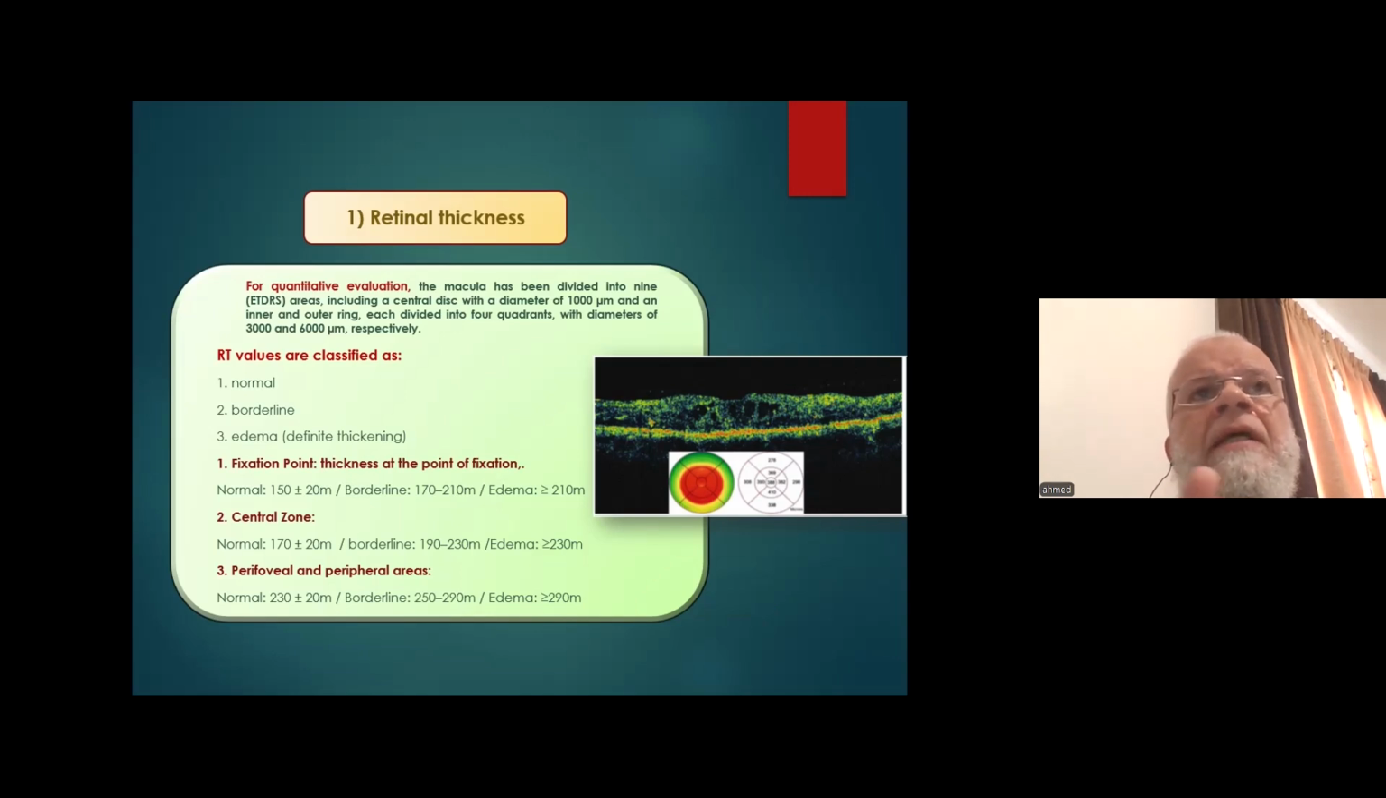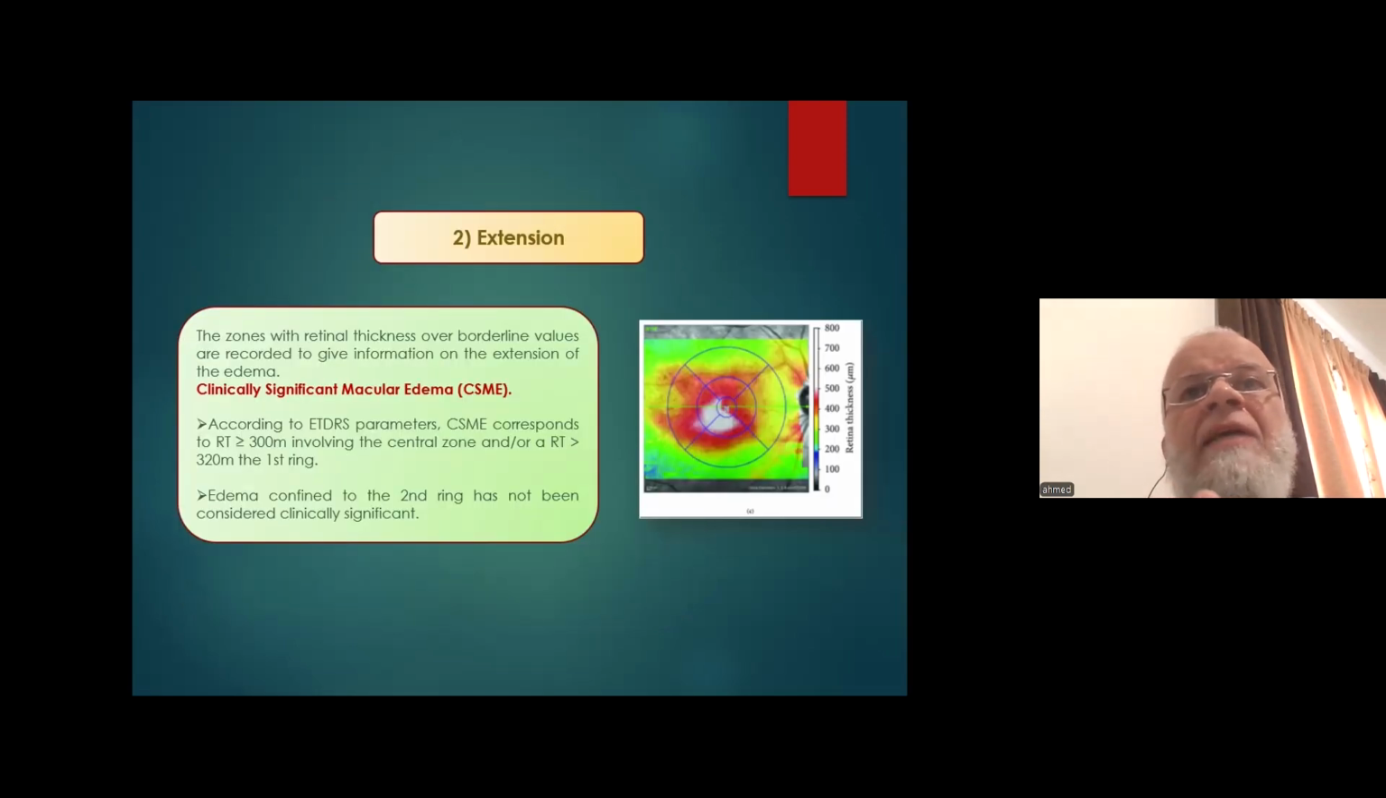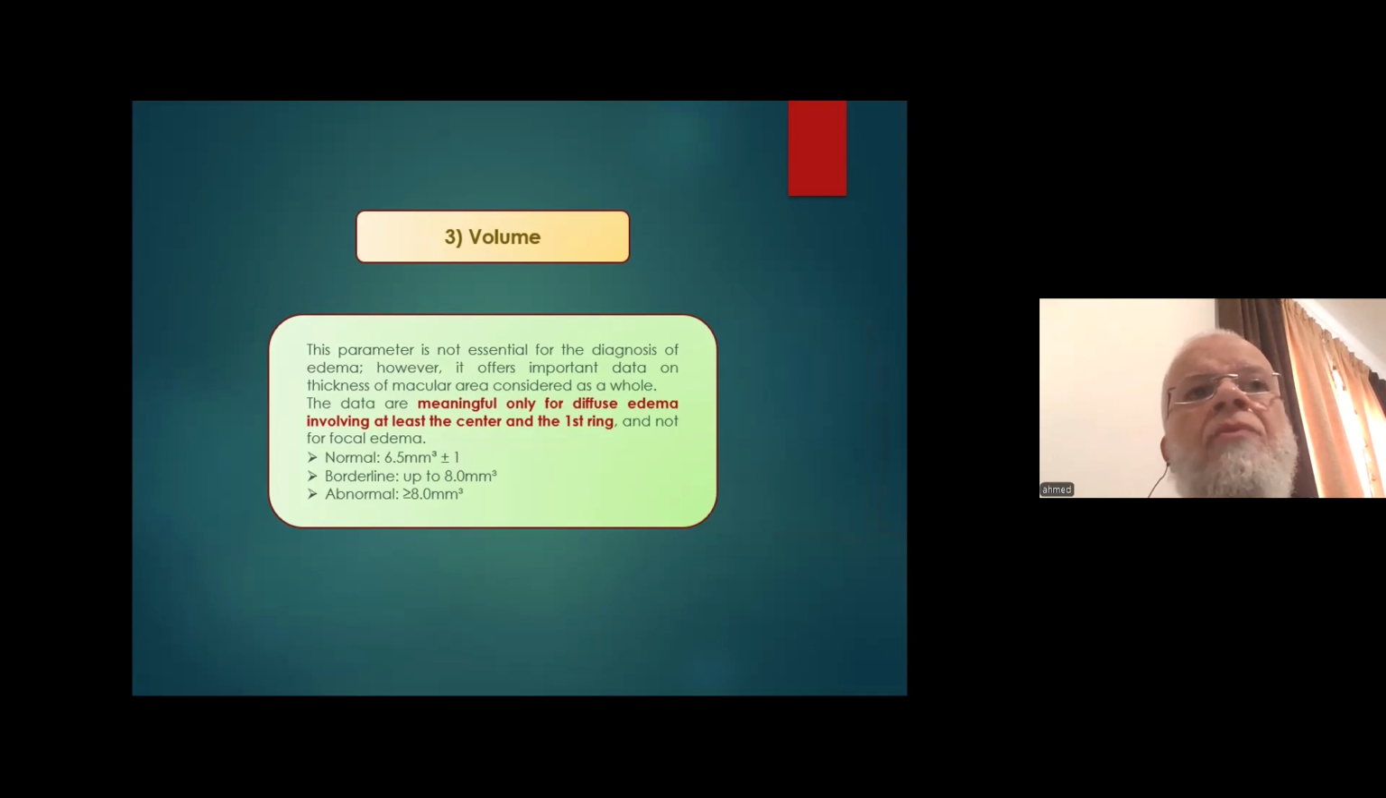The retinal thickness is measured in the several quadrants into which we divide the macular area, and there are normative data for the normal values in these areas. Exceeding the normal values in these areas because of macular edema can be measured. The extension of the edema also can be measured by the change in color from green to red. And also the volume: there are normative data, normal, borderline, and abnormal, to diagnose diabetic macular edema.